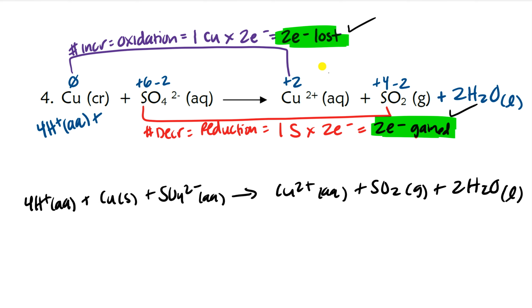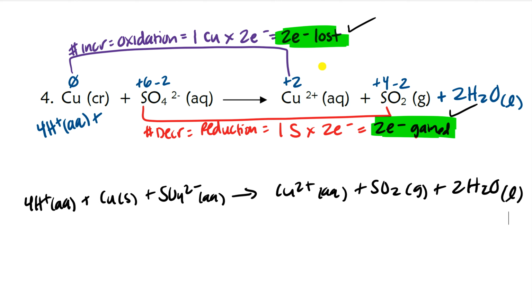Final step. Please always double check your answer. Make sure you're balanced for atoms. Make sure you're balanced for charge. Atoms look great. We have the same number of oxygens both sides, same number of sulfurs, same number of coppers, same number of hydrogens. Check, check, check, check, check.